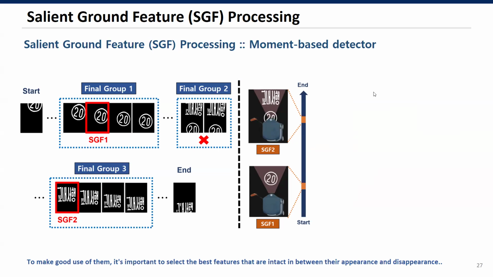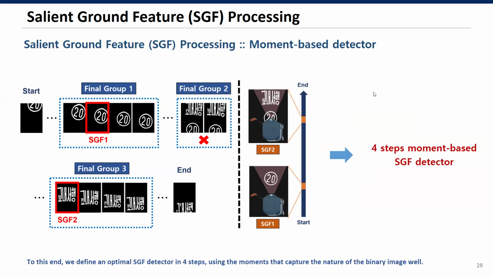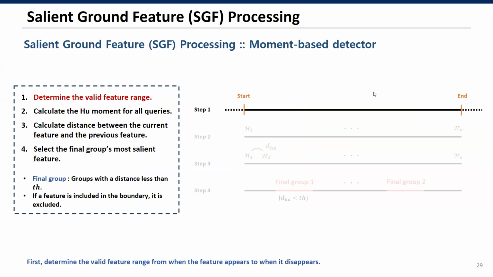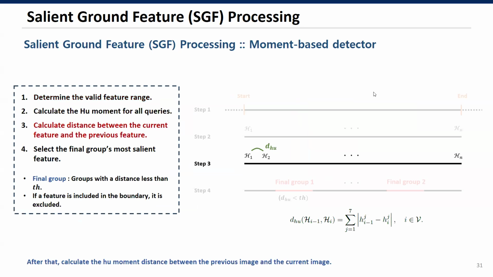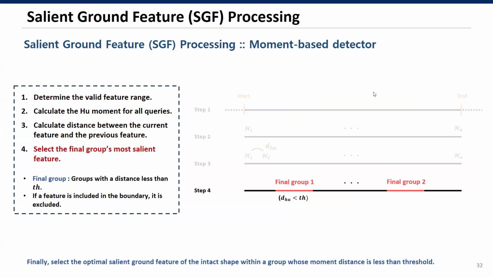To make good use of them, it is important to select the best features that are intact in between their appearance and disappearance. To this end, we define an optimal SGF detector in 4 steps using the moment that captures the nature of the binary image well. First, determine the varied feature range from when the feature appears to when it disappears. Next, calculate the Hu moment for all binary images in the varied feature range. After that, calculate the Hu moment distance between the previous image and the current image. Finally, select the optimal salient ground feature of the intact shape within the group whose moment distance is less than threshold.